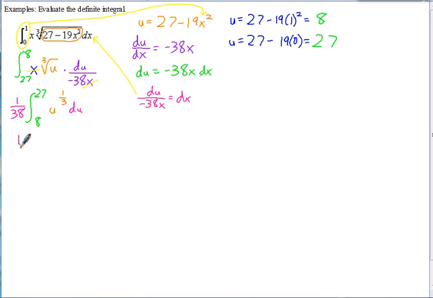That 1 over 38 would just stay on the outside as a constant. When you integrate u to the 1/3, you get u to the 4/3. Add 1 to the exponent. And then dividing by 4/3 is the same as multiplying by the reciprocal, 3/4. Evaluated from 8 to 27. And then we can pull out the constant of 3/4 along with the 1 over 38. Well, 3 doesn't go into 38, so nothing reduces there. So 3 times 1 is just going to be 3. And then 4 times 38: 4 times 30 is 120, 4 times 8 is 32, and 120 plus 32 gives you 152.